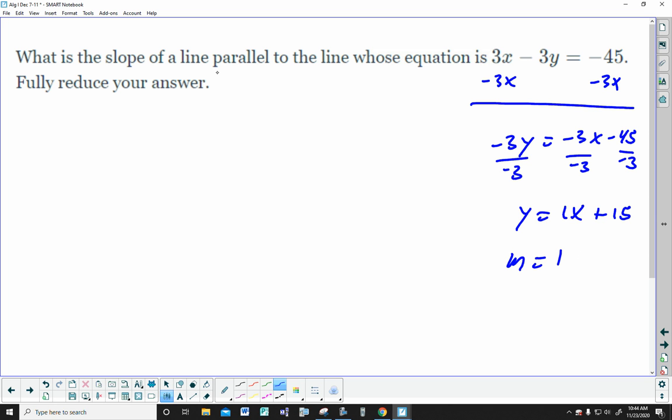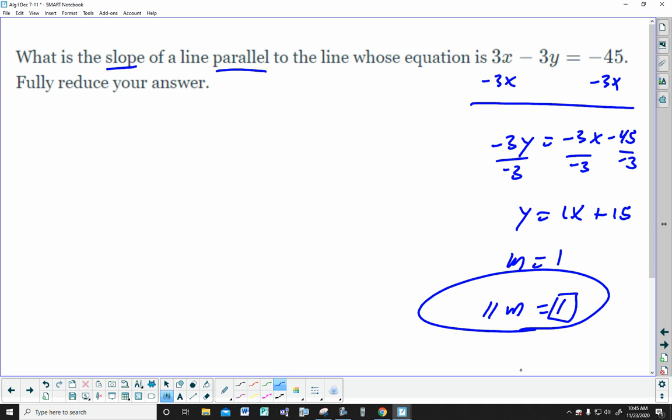So the slope of this line is 1. What is the slope? That's all I want. What is the slope of the line that's parallel to it? Well, parallel lines have the same slope. So the parallel slope is going to be 1. Okay, so your answer would just be 1. That's all you're going to type into Delta Math, 1. Okay? If it was perpendicular, opposite, reciprocal. And remember, the reciprocal of 1 is 1. So this would be the slope if it's perpendicular. Okay?